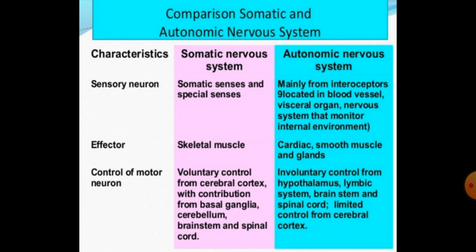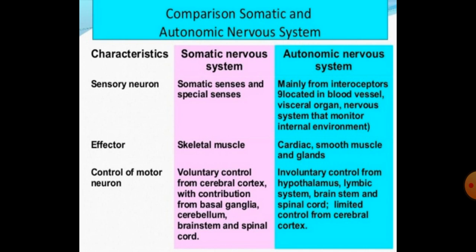In the autonomic nervous system, sensory input comes mainly from interoceptors, receptors located in the blood vessels, visceral organs, and nervous system that monitor the internal environment. For the effector, the somatic nervous system acts on skeletal muscle, as mentioned earlier, and the autonomic nervous system acts on cardiac muscle, smooth muscles, and glands.